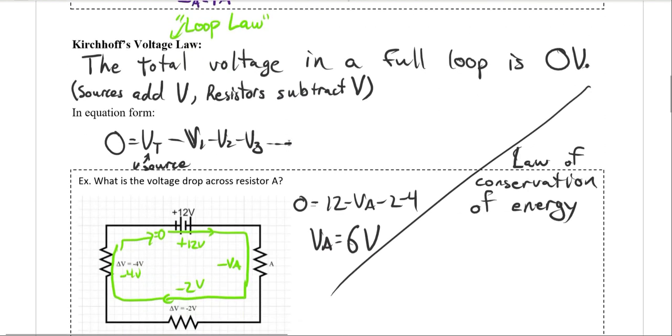And then there's Kirchhoff's voltage law, or the one that I call the loop law, is that the total voltage in a full loop is 0 volts. And remember that your sources add voltages and resistors subtract voltages. So you're looking for loops when you're looking for voltages, and that's what it is.